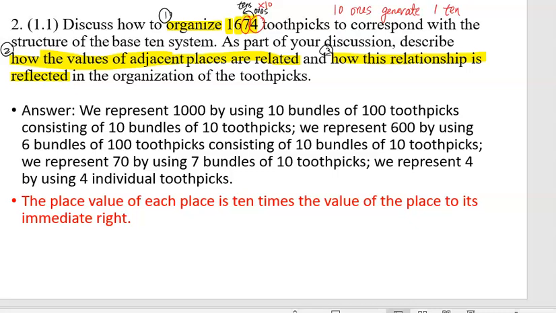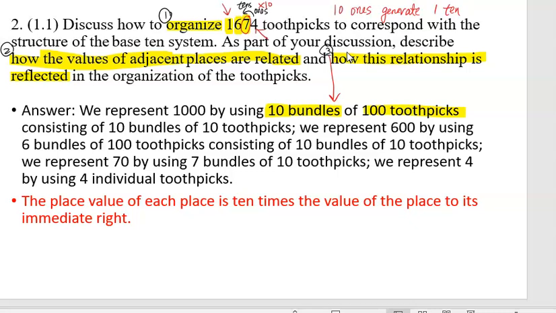Okay, so let's look at my answer here. First, we represent. You can start with the thousands place, the 1,000 right here, but if you want, you can start from the ones place, from the 4. We represent 1,000 by using 10 bundles of 100. Notice I didn't say to use 1,000 toothpicks. Instead, I said 10 bundles of 100 toothpicks. Why? Because I'm trying to address the question of how this relationship is reflected.